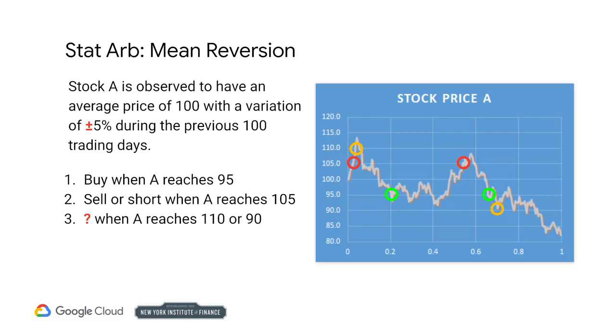What happens if you short at 105 and then the price goes to 110? Do you sell more stock at 110, or do you lock in your loss by covering the short at 110? Similar problem if you buy the stock for 95 and then the price drops to 90, giving you a 5% loss. Do you buy more at 90, or do you lock in your loss by selling at 90? This is the unavoidable challenge of stat arb strategies.